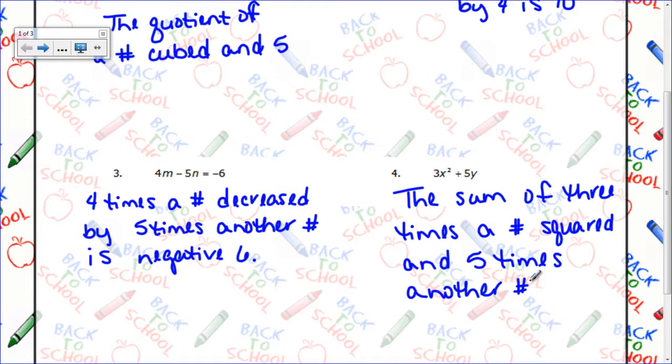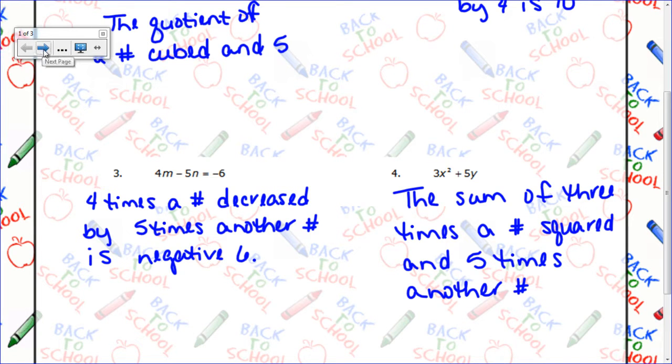So here's what I came up with. I have the sum of 3 times a number squared and 5 times another number. This time I used the word sum to show addition, and so I put it first to say that I'm going to do the sum of something, and then I had a number and another number to show I had 2 different variables.